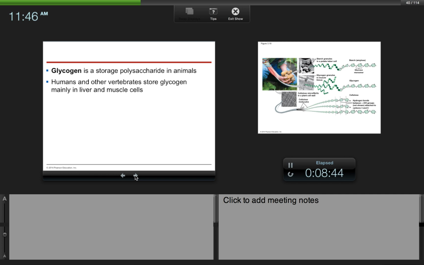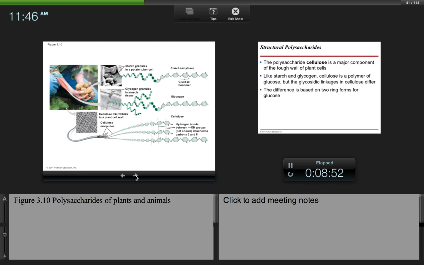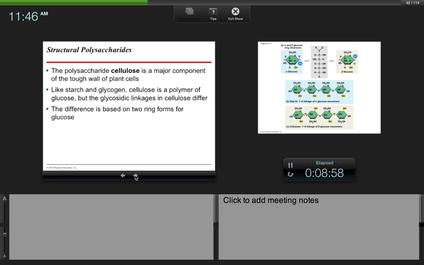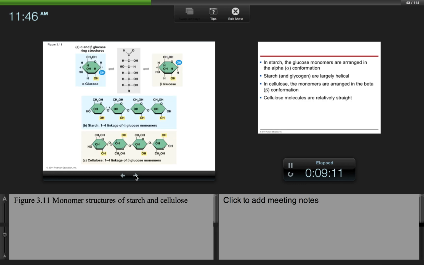Glycogen is the storage form of sugar in animals. Humans and other vertebrates store glycogen mainly in the liver and muscle cells. Here we have starch, glycogen, and lastly cellulose. Cellulose is the major component of the cell walls of plants. Like starch and glycogen, cellulose is a polymer of glucose, but the glycosidic linkages in cellulose differ. The difference is based on two ring forms of glucose.